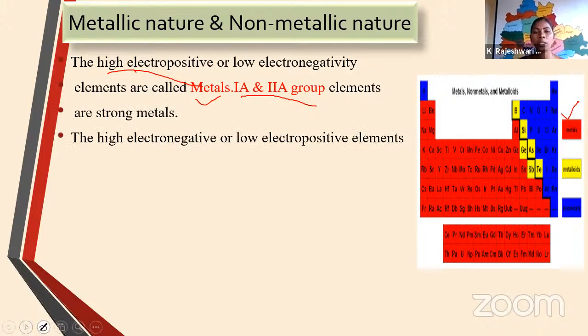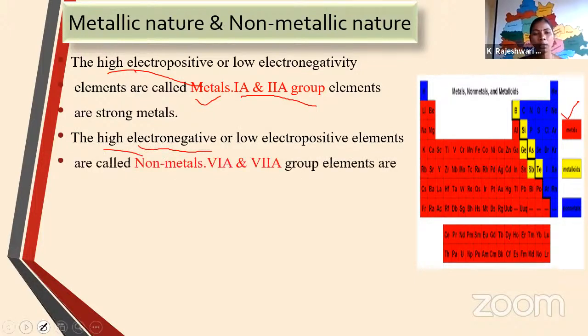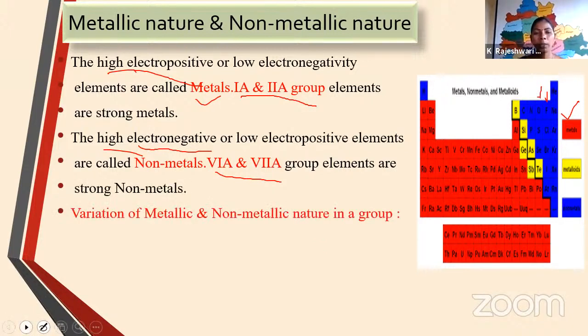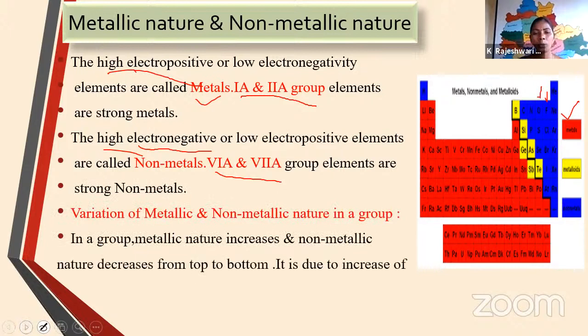Strong metals. The high electronegative or low electropositive, high electronegative means they are non-metals. Mostly 6th and 7th group. Here we can see 6th and 7th group elements are strong non-metals. Okay, ma. So variation of metallic nature and non-metallic nature in a group and period. Let us see in a group, metallic nature increases because as we move down the group, the strongest metal is cesium. So it is increasing. In a group, metallic nature increases. If metallic nature increases, non-metallic nature decreases.